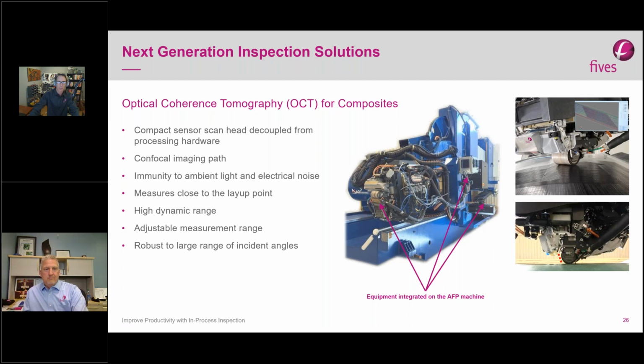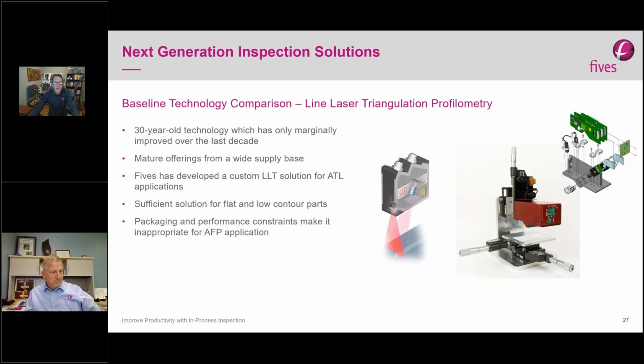The final key capability of OCT is it's not sensitive to the incident angle of the laser to the surface. Without the articulation of the robot on a contoured surface, the angle in which the sensor intersects the surface can vary a lot for AFP. Our system is designed to have a nominal angle of 20 degrees. We can sneak it right under the compaction roller. So as you can see, OCT fits perfectly into the role of a world-class inspection system.